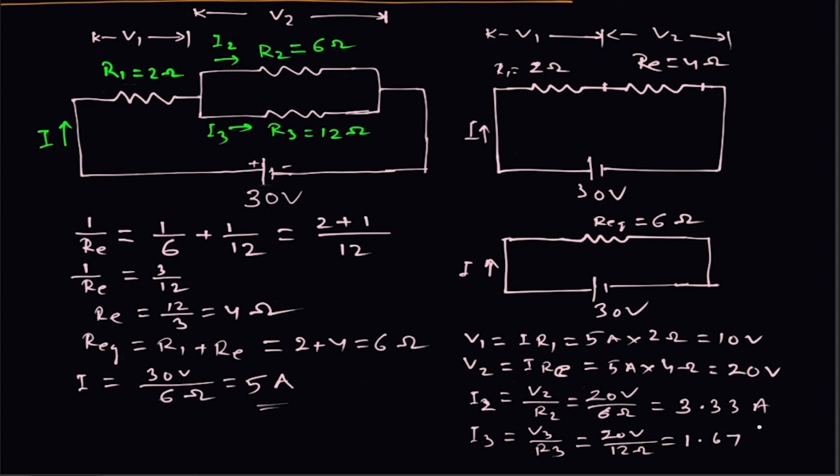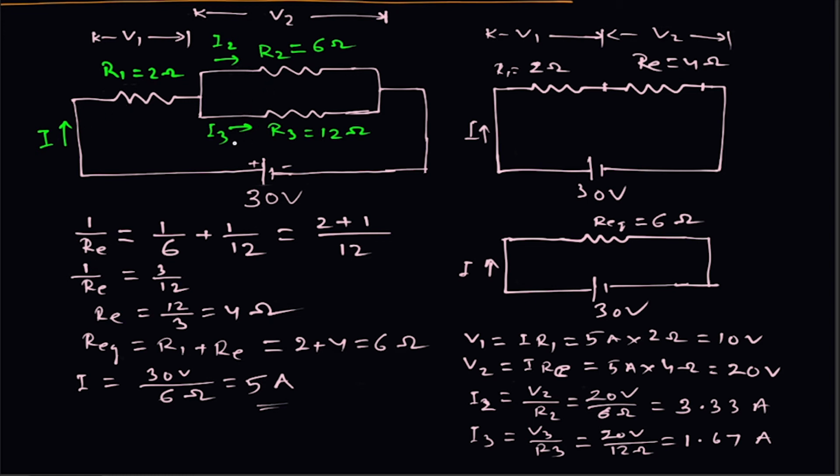1.67. It will be 1.67 ampere. Now you can see that what is the sum of I2 plus I3? That is 5 ampere. Yes, it should be. This I is 5 ampere because this current I divides between these two branches. So I2 and I3 should add up to I.